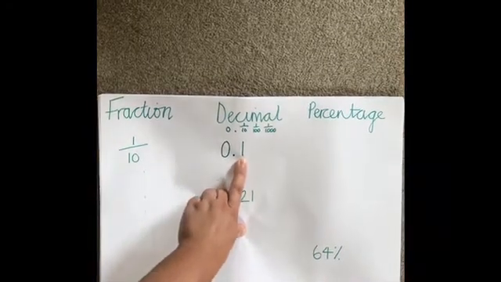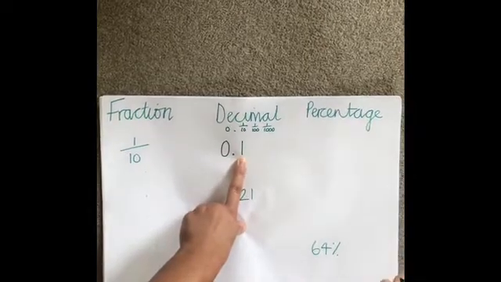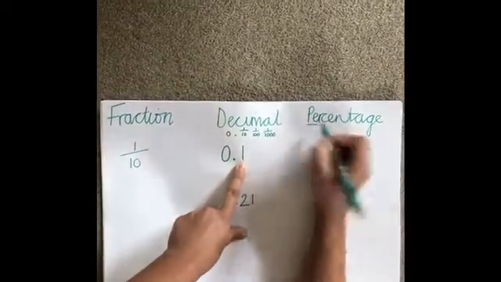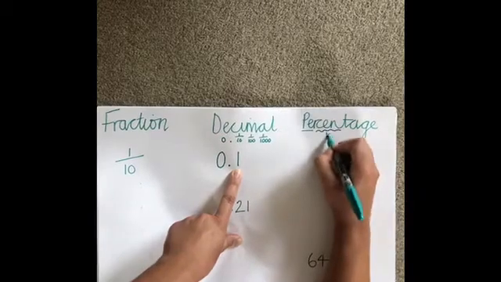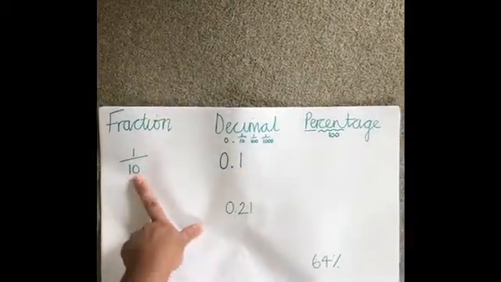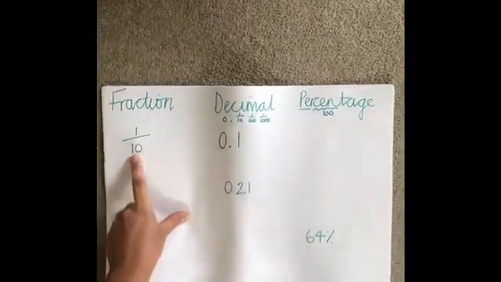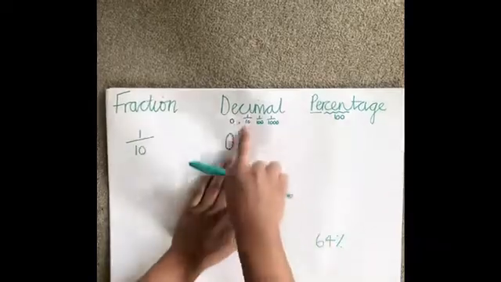Now, to convert this to a percentage, we should remember that percentages are out of 100 because it's per cent, and cent means 100. You can see here that actually our fraction is not out of 100, but we can do something to make that into 100, and our decimal is out of tenths at the minute.